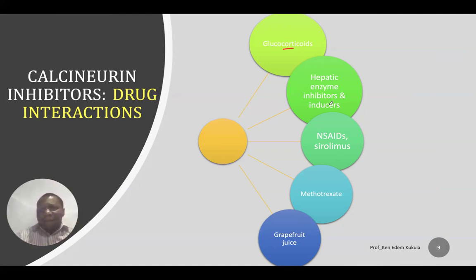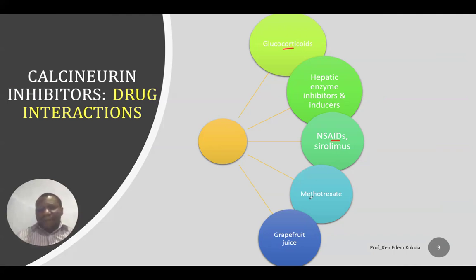And because they have narrow therapeutic index, it means that if they are cleared faster, there is a tendency for the drug not to work. If they are cleared slowly, there would be a tendency for severe adverse effect. So this may require that we monitor the drug concentration when the patient is taking other drugs with it. It's also possible that by combining with NSAIDs such as aspirin, diclofenac, ibuprofen, or sirolimus, which is another class of drug, these drugs have been shown to increase the tendency for nephrotoxicity.